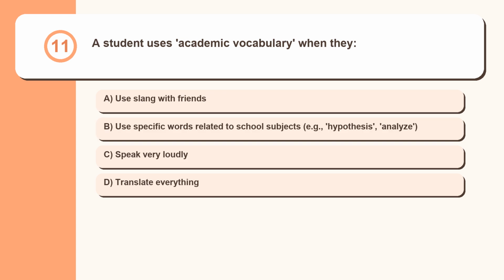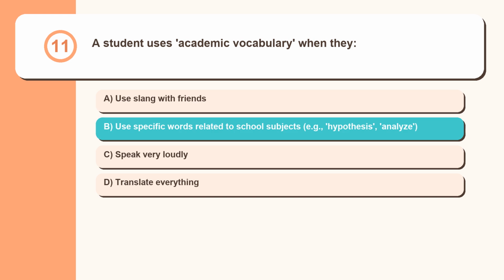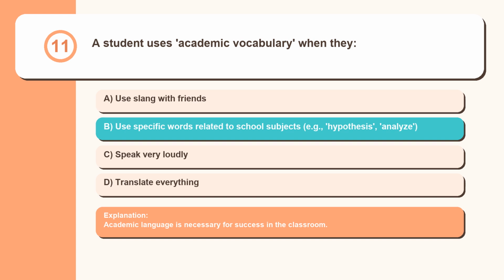Question 11. A student uses academic vocabulary when they use slang with friends, use specific words related to school subjects, for example, hypothesis, analyze, speak very loudly, or translate everything. Academic language is necessary for success in the classroom.